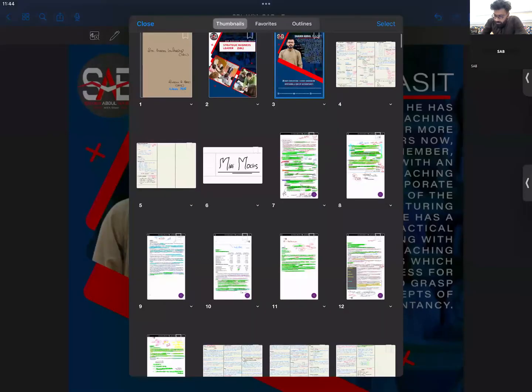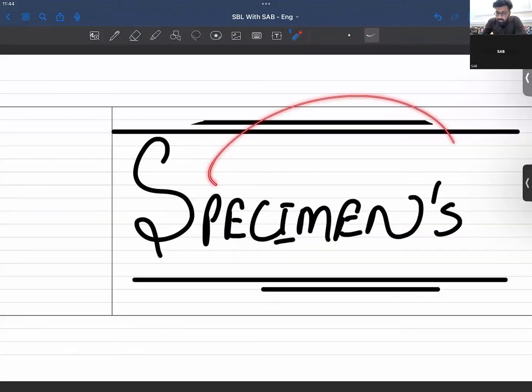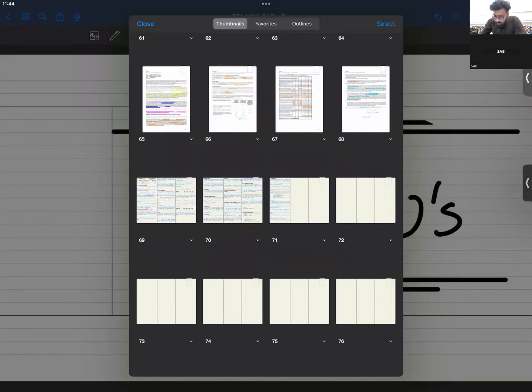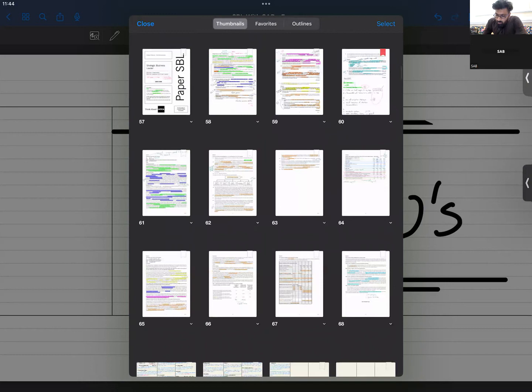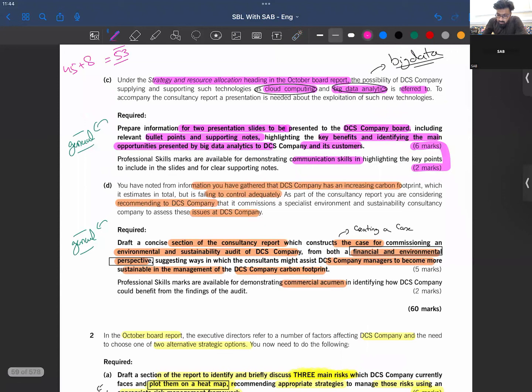We were doing the specimens, right? We were on the first specimen, which we are completely drafting by ourselves. So far we have attempted 53 marks, and now we need to move on to the next parts. The last question we attempted was on big data. The C part that we attempted belongs to big data.